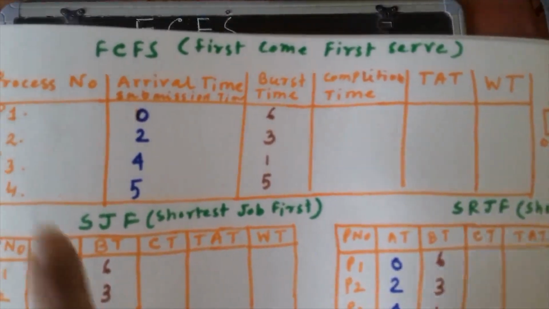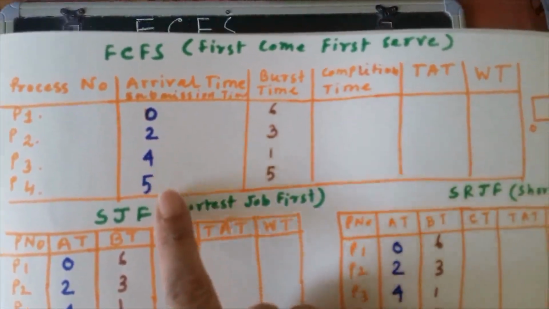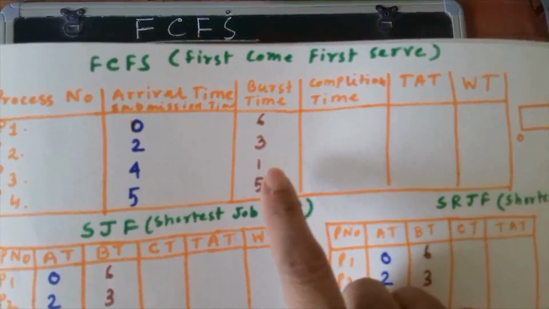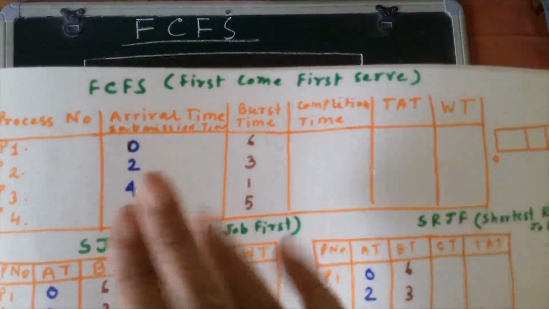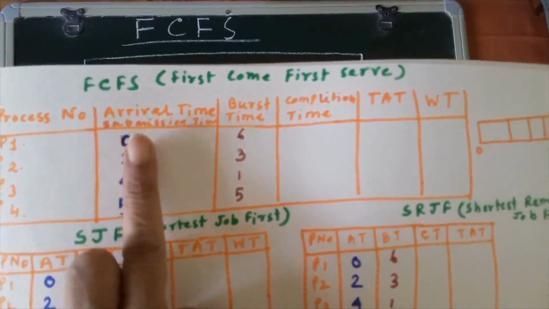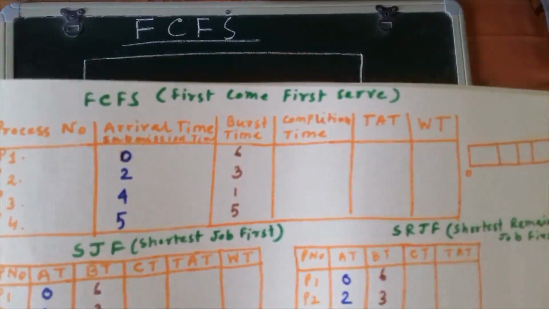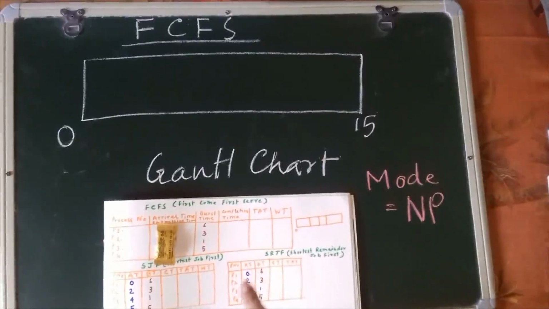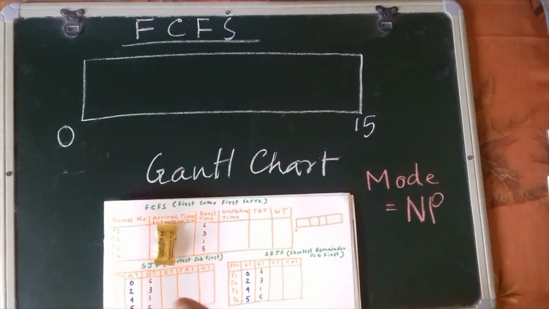In FCFS, we have taken 4 processes and the arrival times of the processes are 0, 2, 4 and 5. Burst times are 6, 3, 1 and 5. So, for our understanding, we will consider that all the processes have arrived at the 0th interval. Then we will see the effect of arrival time for FCFS. So, what we have assumed is there is no arrival time given. If no arrival time is given in your exam, what you can assume is all have arrived at the same time in the system.